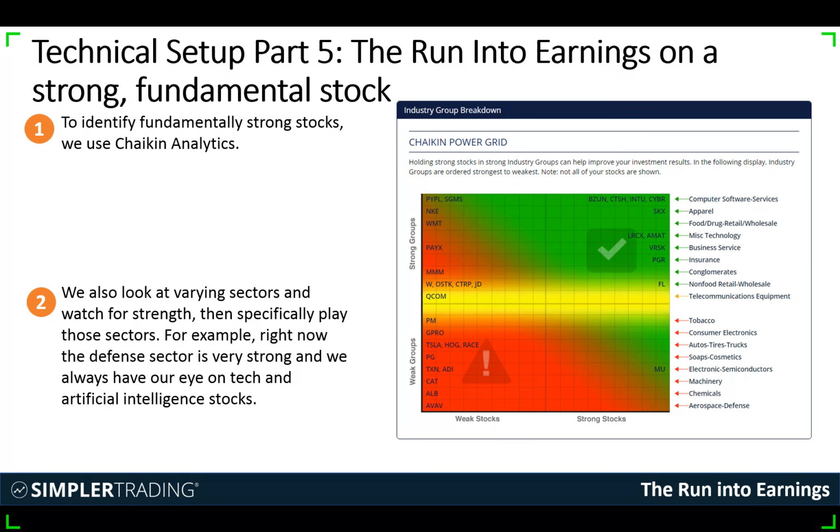So coming in here and saying, okay, well, what sectors or what stocks are strong? Okay, great. Let's focus on those and see if we can time that.